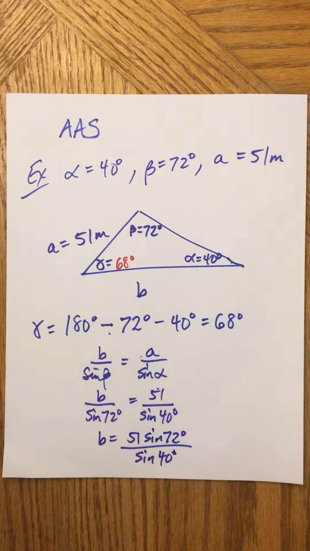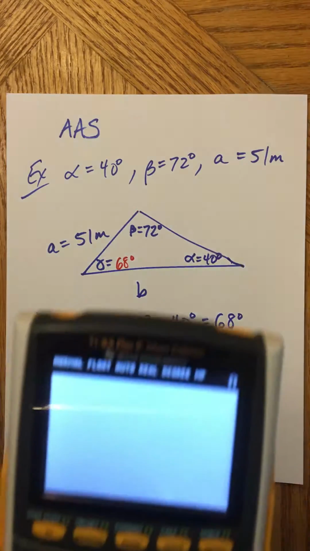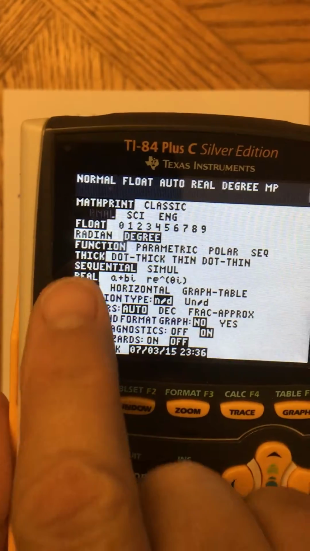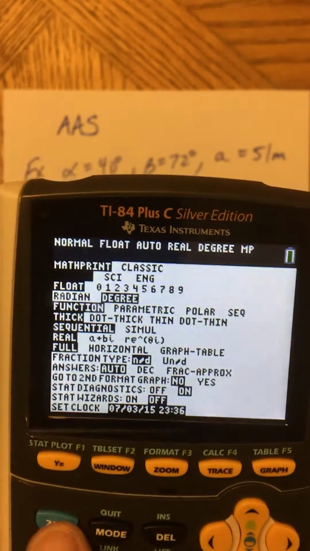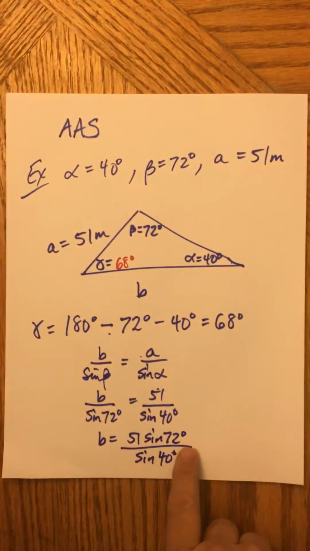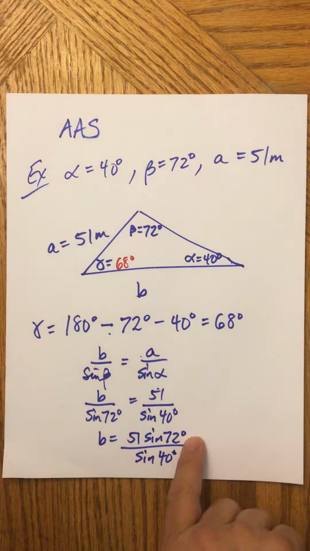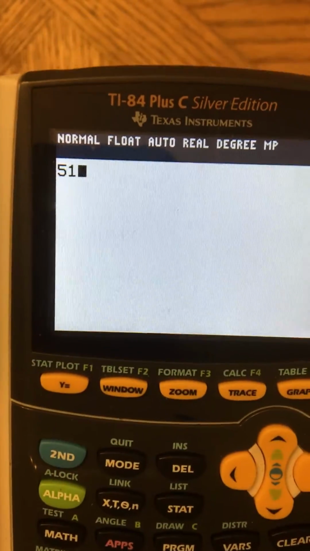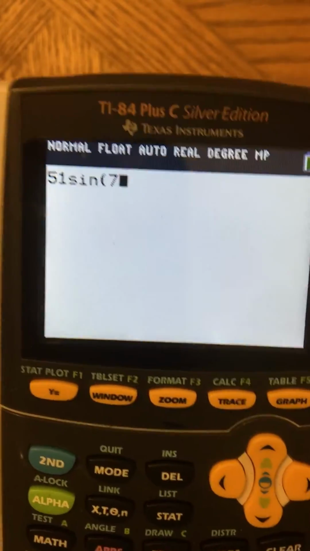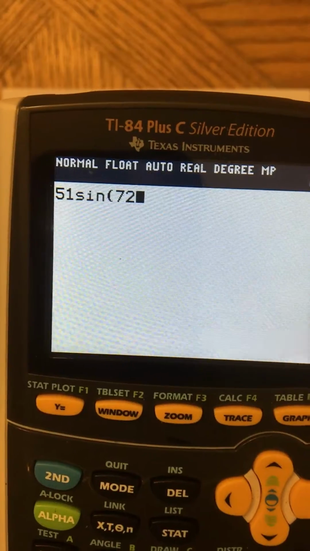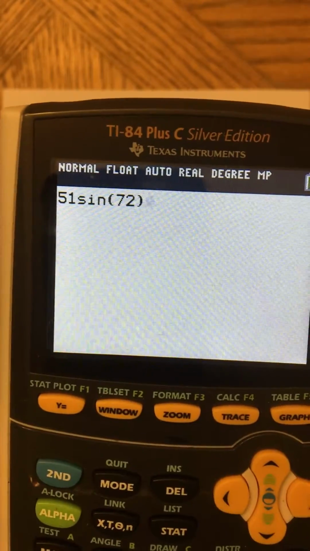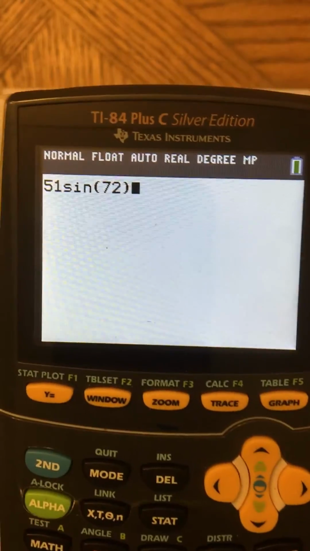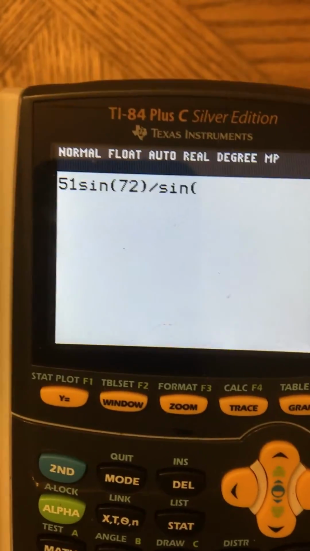When you are working with these problems, these are degrees, so if you were working on something else, you want to make sure you're in degree mode, so go to mode, and make sure here instead of radian, you're in degree mode. And then as I put this in, you absolutely have to have a parentheses after the 72. So what I would do is say 51, and then put in sine 72. Right here, you have to have the parentheses right there to close it. That way the calculator knows, oh, you're done. That's the angle you're taking the sine of. And then divided by sine of 40 degrees.